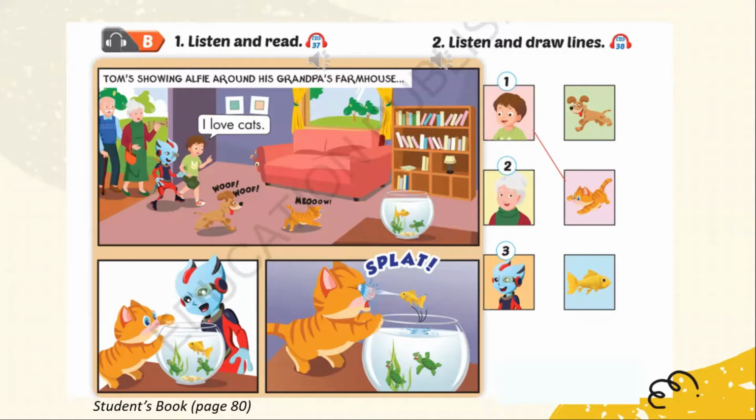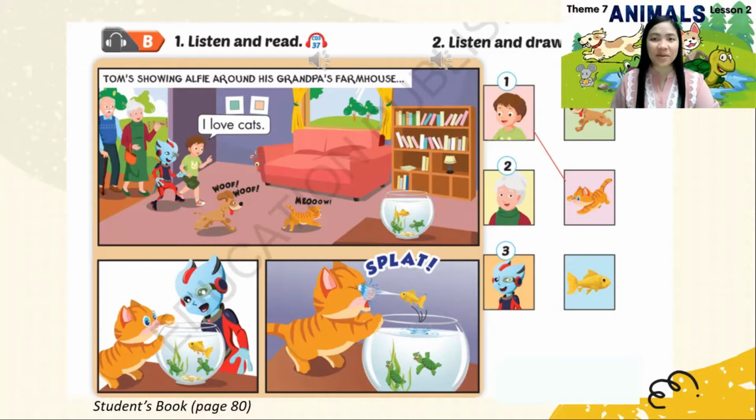What animal is that? It's a cat. I love cats. What about you, Grandma? I love dogs. Tom, look at the fish and the cat. I love fish. They're very funny.